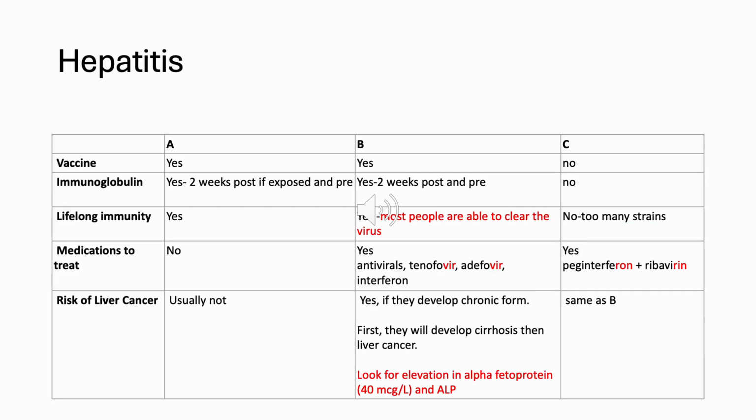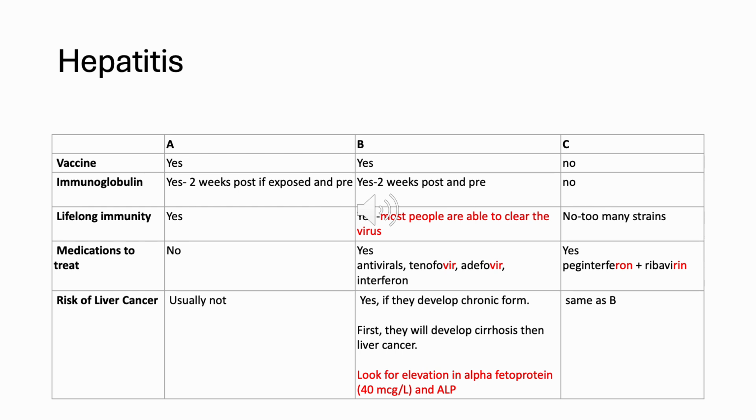Some other comparisons involve vaccines. There are vaccines for hepatitis A and B, but not for C. Immunoglobulin, this provides passive immunity, and you can get it before you travel to a country that has a high prevalence, or if you're exposed, you can get immunoglobulin. So only A and B has immunoglobulin.